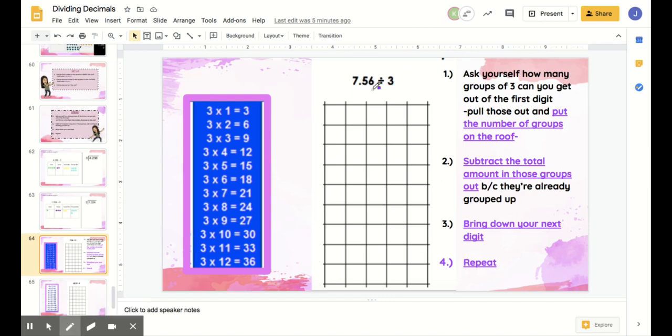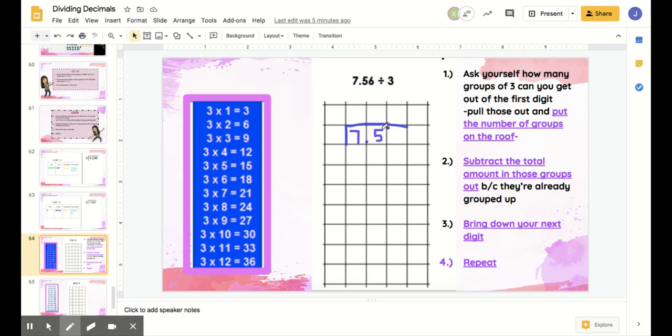7 and 56 hundredths divided by 3. Let's start by setting up our problem. So I'm drawing my little roof here. 7 and 56 hundredths is our dividend, so that's what's going to go under the roof.